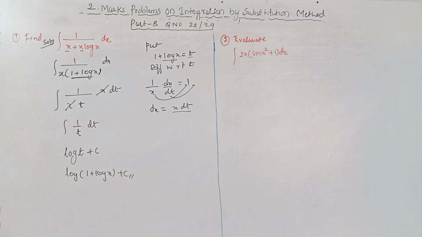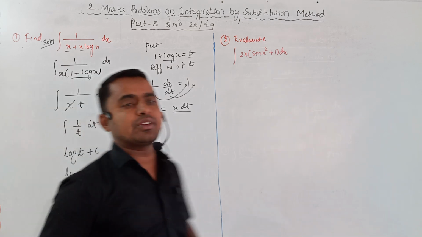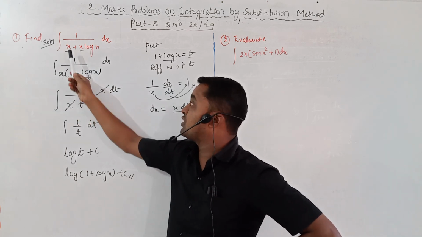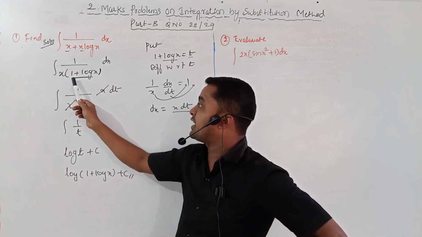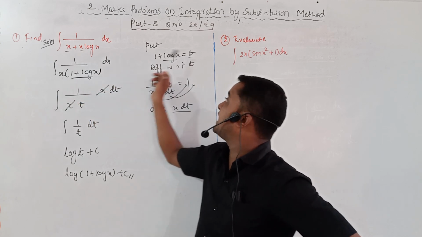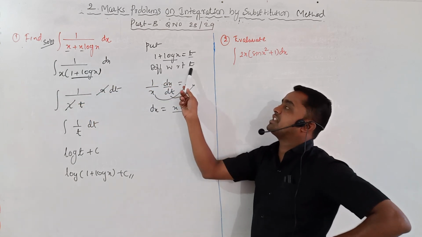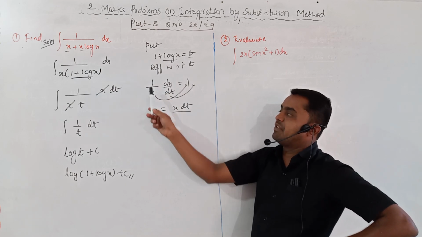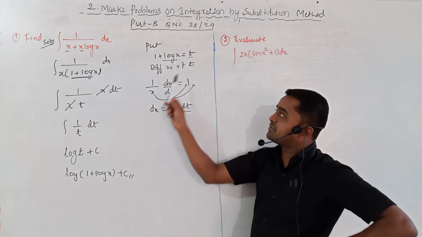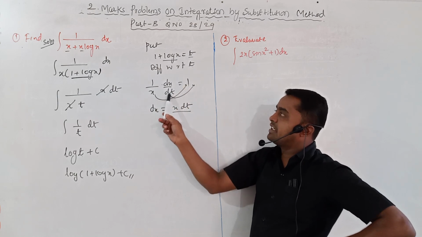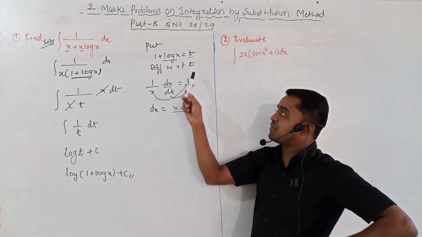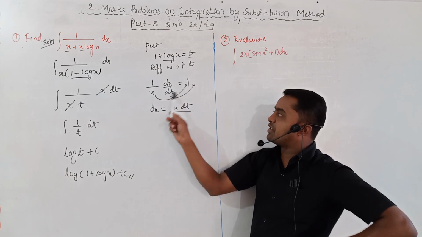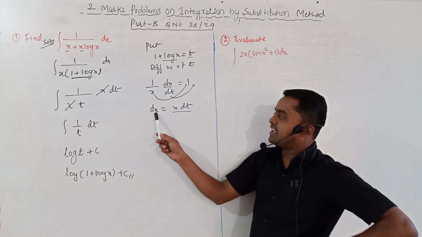See here, once again I am going to explain. First take x common in the denominator, because x plus x log x is there. Now take 1 plus log x as t. Differentiate with respect to t. Derivative of 1 is 0. Derivative of log x is 1 by x. Derivative of x with respect to t is dx by dt. On the right side, the derivative of t with respect to t is 1. Now cross multiply: dx is equal to x dt.